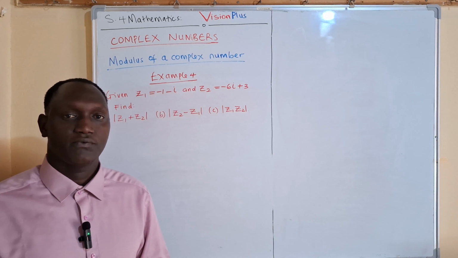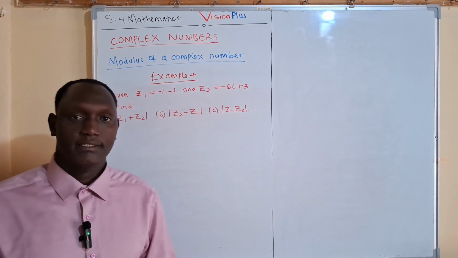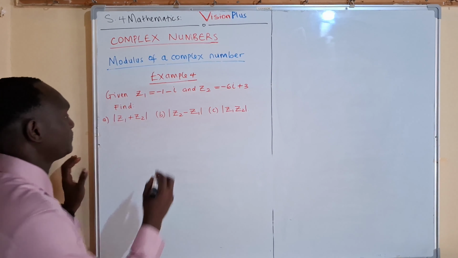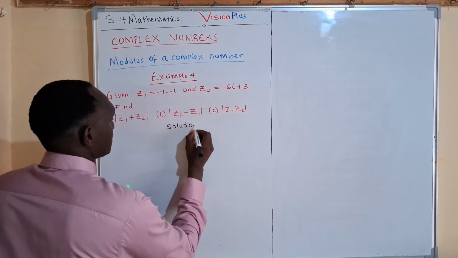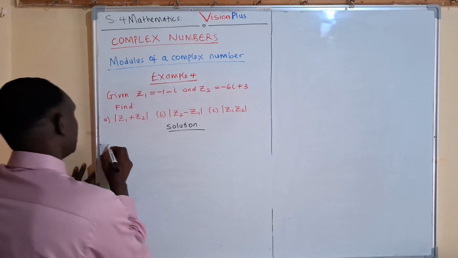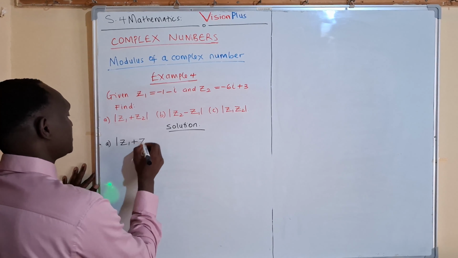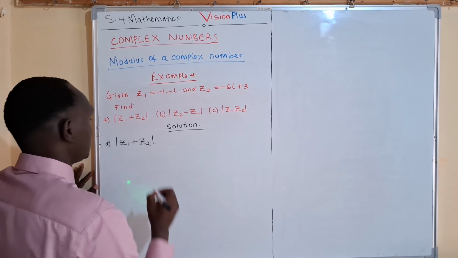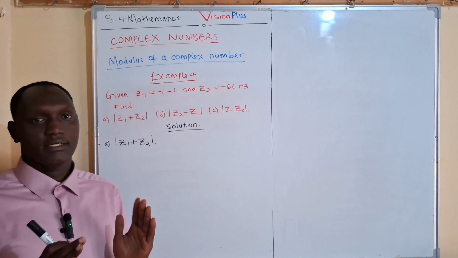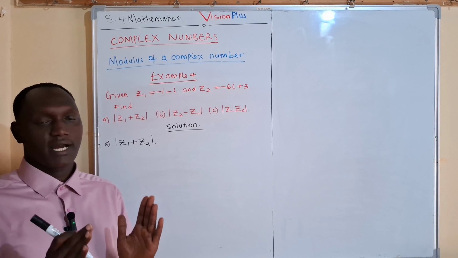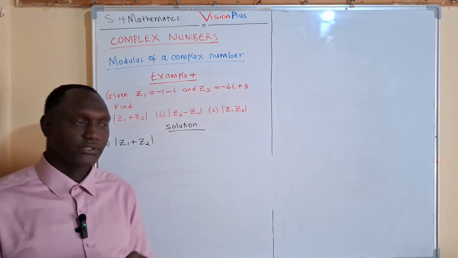We are now on example 4 under modulus of a complex number. To solve this, we are given two complex numbers, Z1 and Z2. Part A says we need to find the magnitude of Z1 plus Z2. So the first thing we do is get Z1 plus Z2. After adding them, we find the magnitude of the resultant.